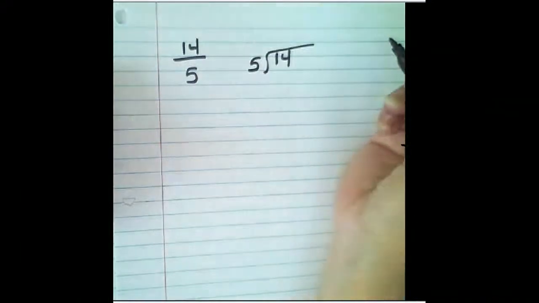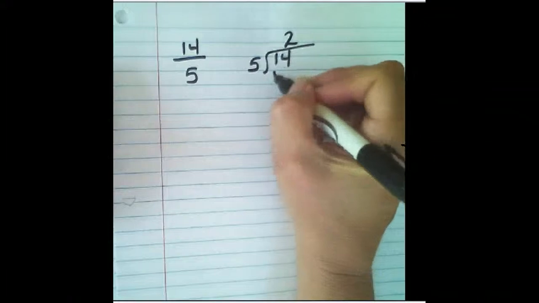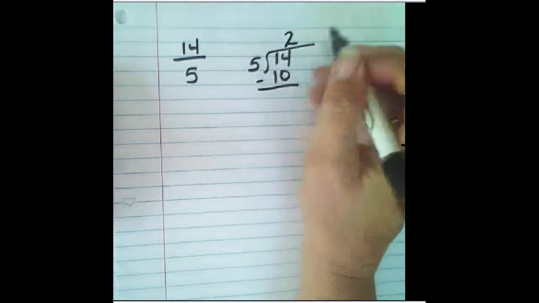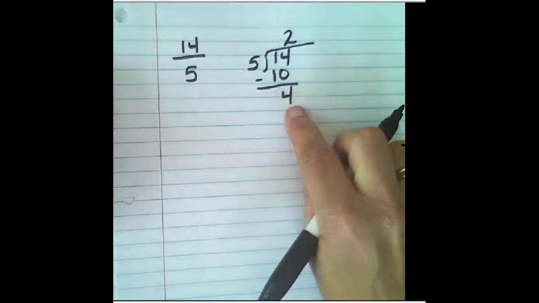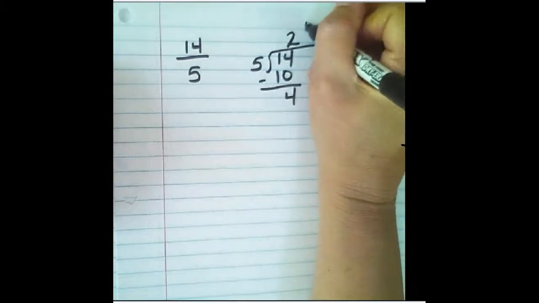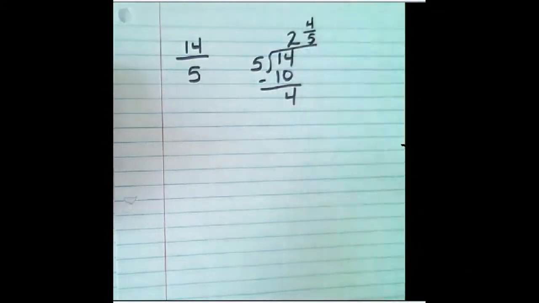And we do our division problem. 5 goes into 14 twice. 2 times 5 is 10. 14 minus 10 is 4. Here is our number that's left over, so that becomes our numerator, and 5 is our denominator.